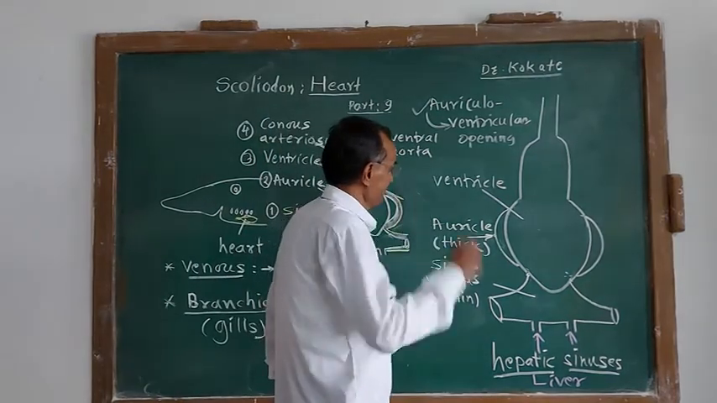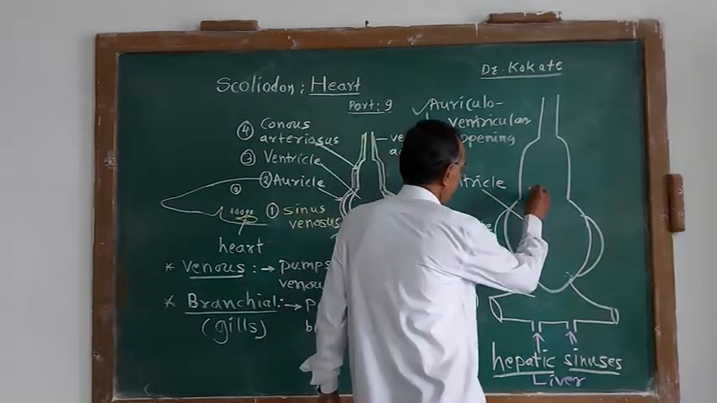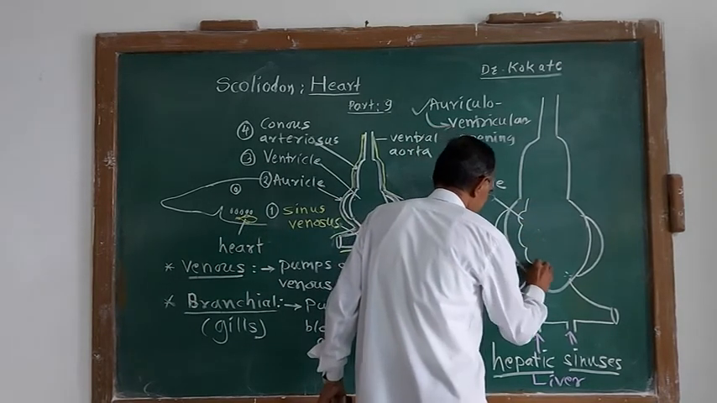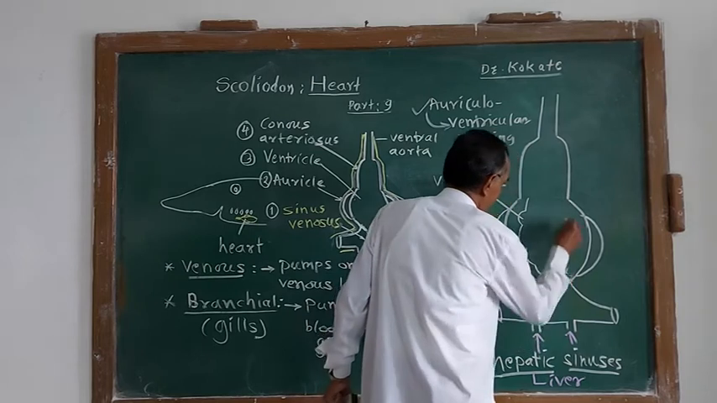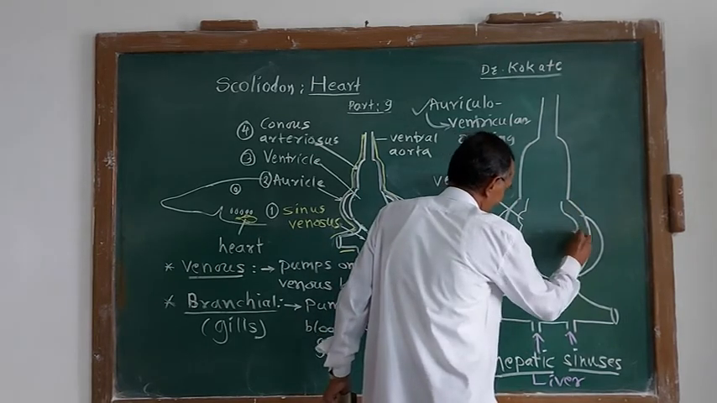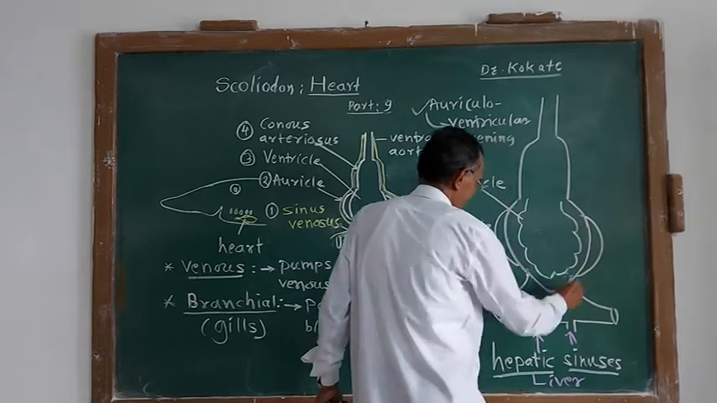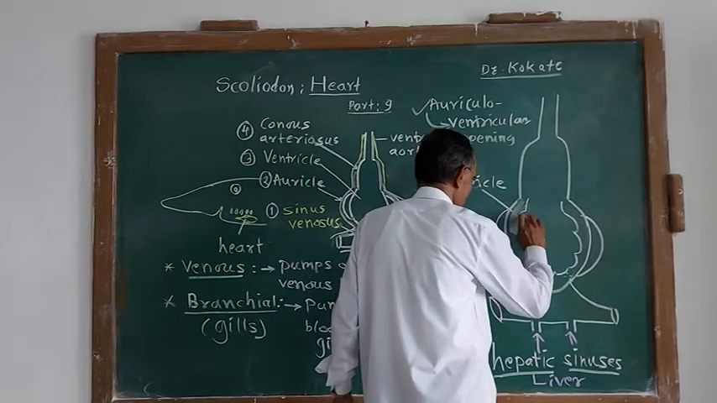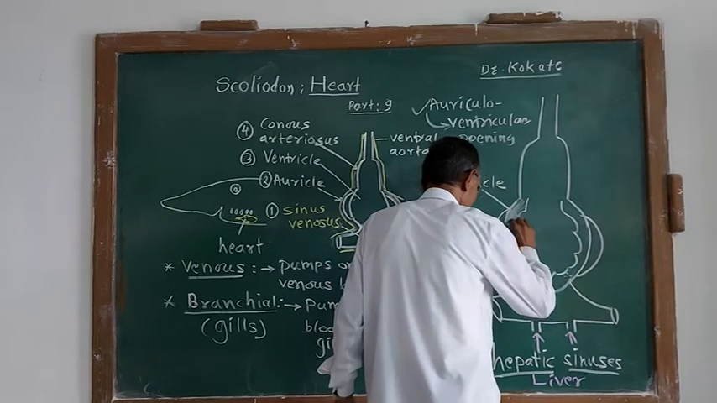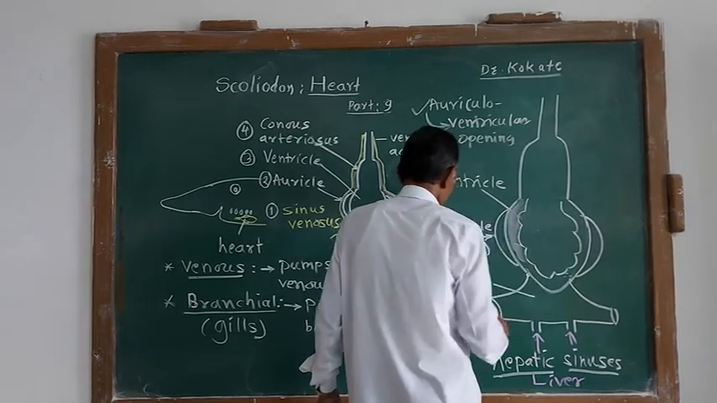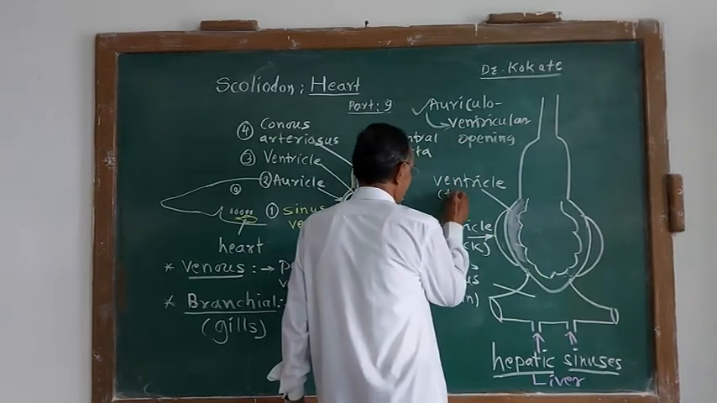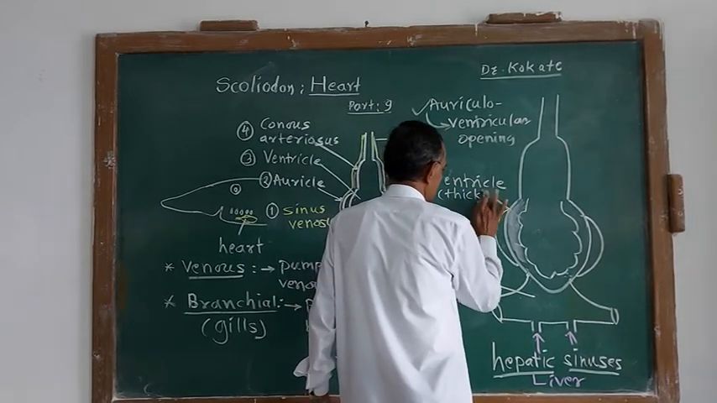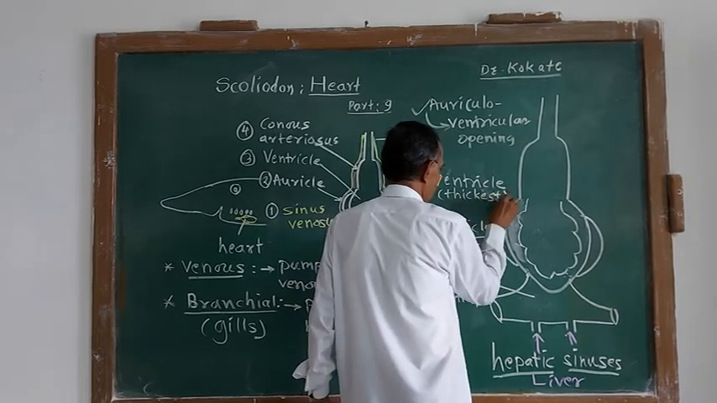Now the ventricle, if you consider it, has a thick wall. Suppose this is the ventricle; I will draw it here with a thick wall like this. The wall of the ventricle is thick in this manner. This is the ventricle and its wall is very thick, so the ventricle is the thickest of all chambers.